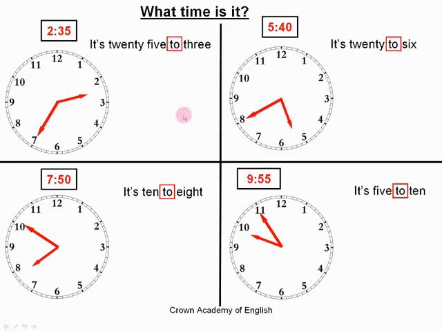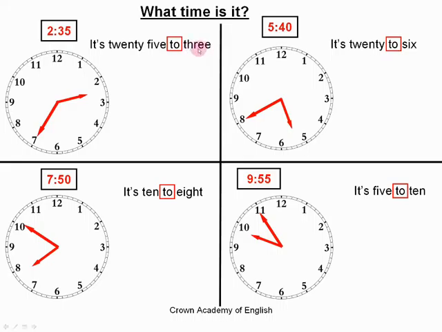And to, in this context, it means before. So what we are saying here is, it is 25 minutes before 3 o'clock. So we say the word to. It's 25 to 3. Because here, there is 25 minutes before 3 o'clock. Okay? So here, the hour is the hour in the future.